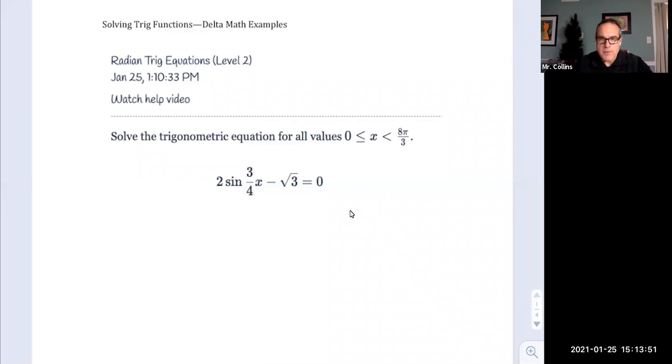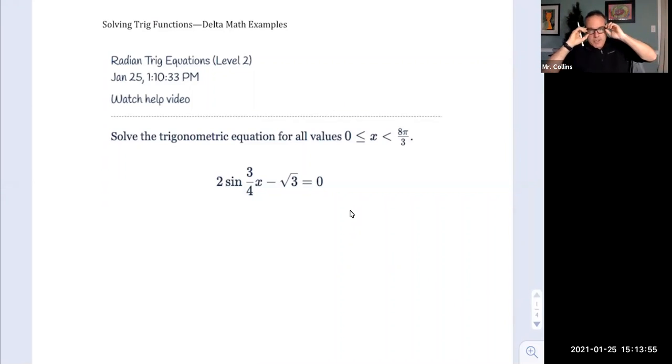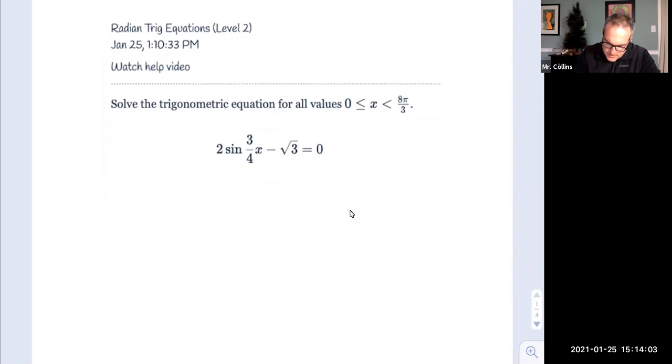All right, thought I'd do a quick recording here to solve some of these trig equations. In particular, I just wanted to pick a couple problems off of Delta Math. So here's the first one. Solve the trig equation for all values of x between 0 and 8π/3. Let's solve for x first, and then we'll talk about this domain that they've set up for us.